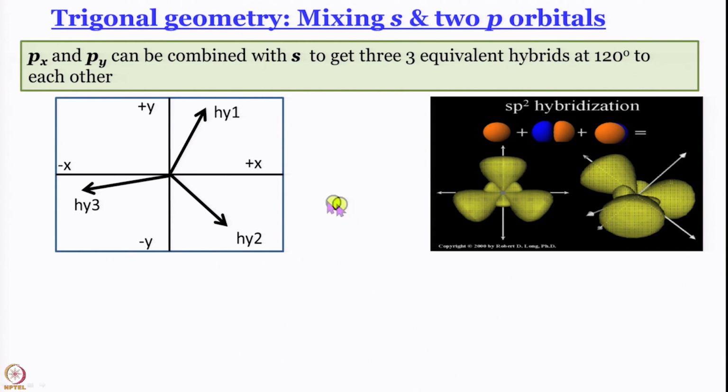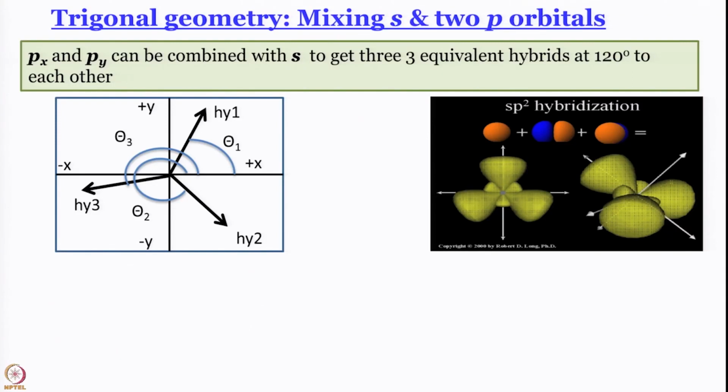So let us work with for now px and py orbitals, and let us say that these hybrid orbitals are in some orientation. So the angle with x of hybrid 1 is theta 1, the angle with x for hybrid 2 is theta 2, and for hybrid 3 the angle with x is theta 3. Please remember, I have only defined angles with x axis.